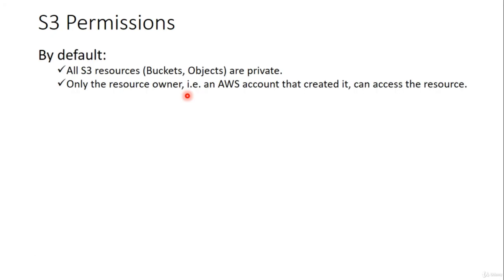And now let us see S3 permissions. By default, always remember, all S3 resources, buckets and objects, are private. That simply means that only the resource owner, that is the AWS account that created it, can access the resource. No one else can access your bucket and objects until and unless you explicitly allow.